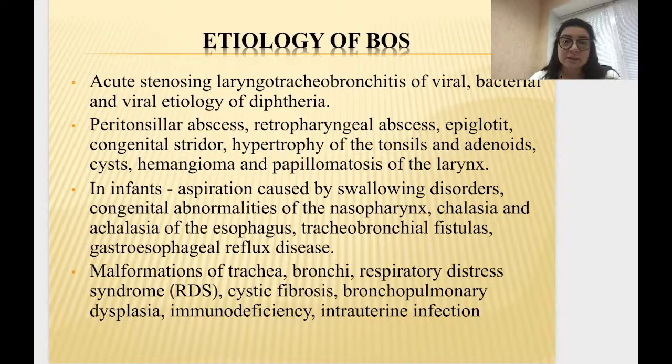Okay, let's discuss a little bit etiology. These were the causes and, in general, the etiological process. Acute stenosing laryngotracheal bronchitis of viral, bacterial, and viral etiology, and diphtheria, can be a cause of bronchoobstruction. It can be a peritonsillar abscess, retropharyngeal abscess, epiglottitis, a congenital stridor, hypertrophy of the tonsils and adenoids, cyst, hemangioma, and papillomatosis of the larynx.